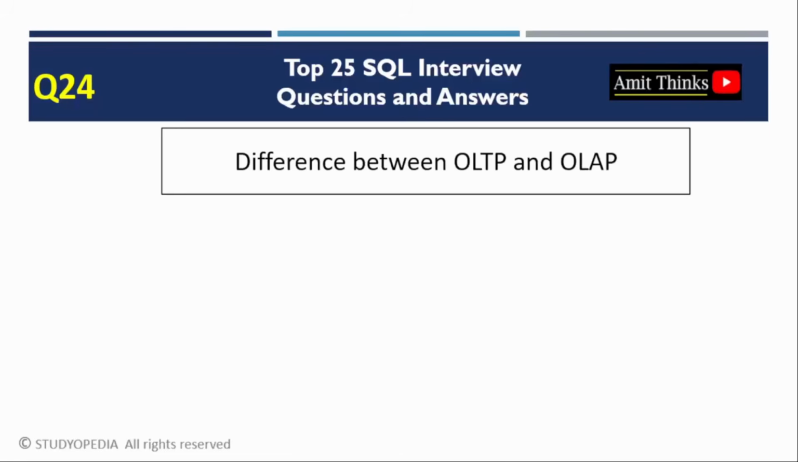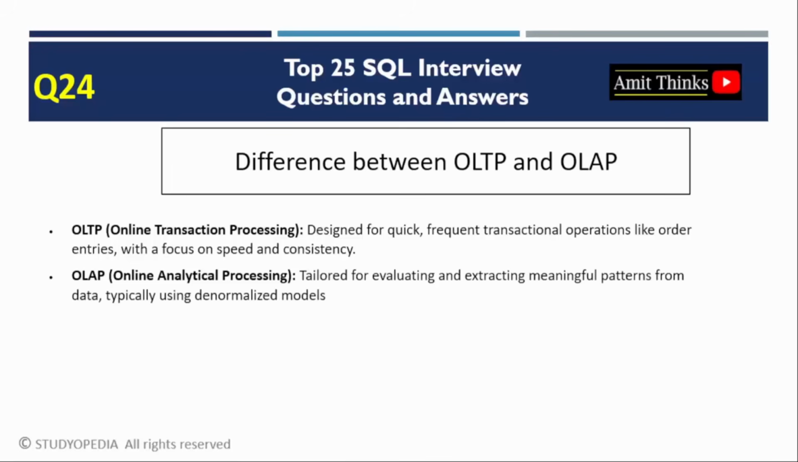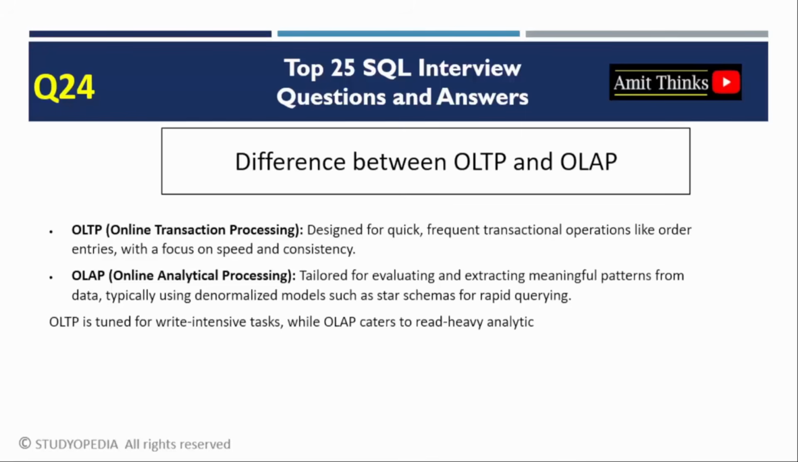Difference between OLTP and OLAP. OLTP is online transaction processing. It handles short frequent transactions, example order entry. Focus is on data consistency and speed. OLAP is online analytical processing. It handles complex queries for analysis, example historical trends. Uses denormalized schemas, example star schema for read efficiency. OLTP databases are optimized for writes, while OLAP databases are optimized for reads.